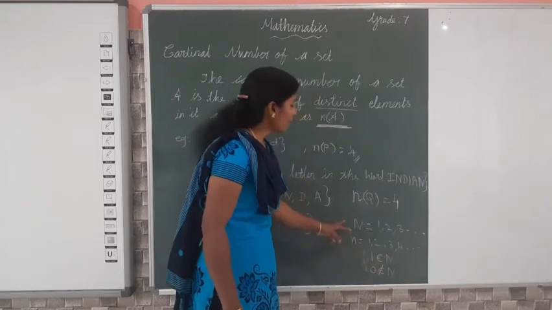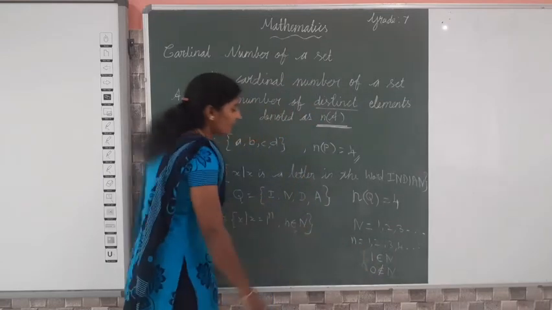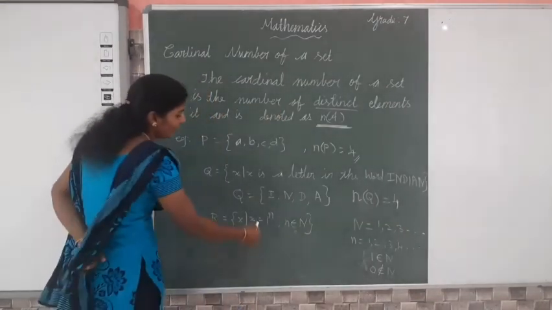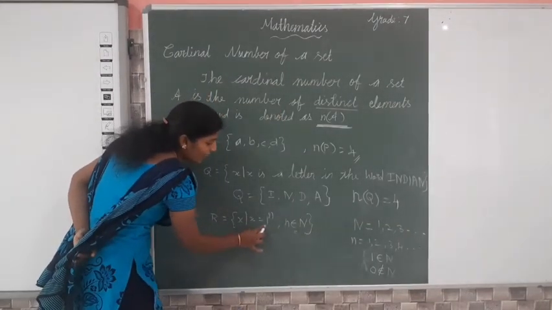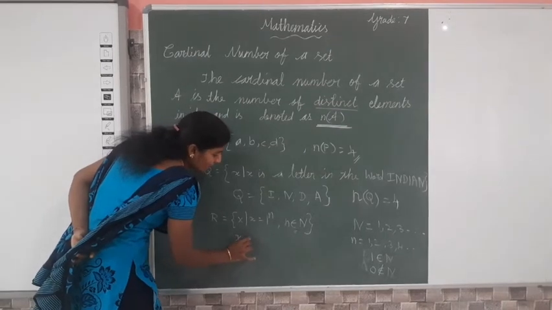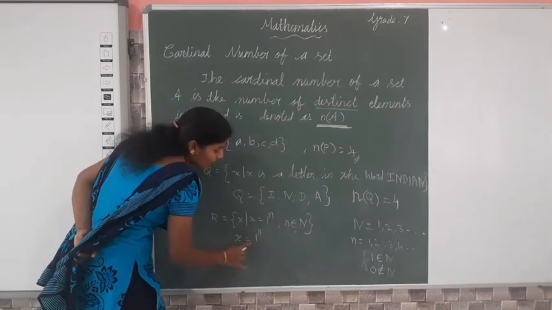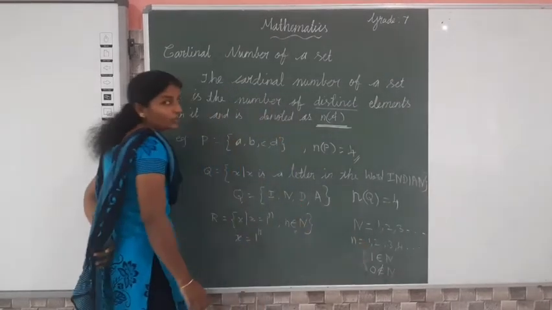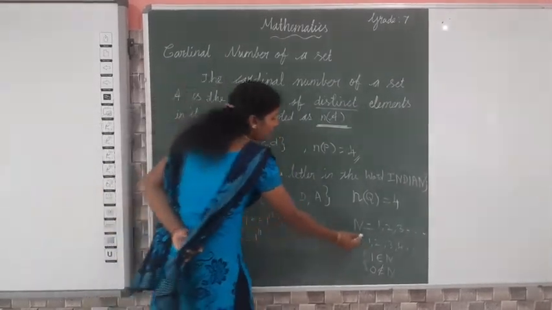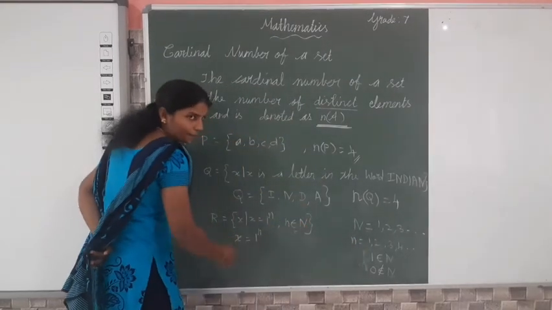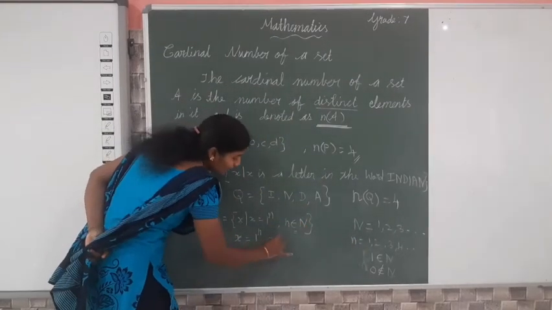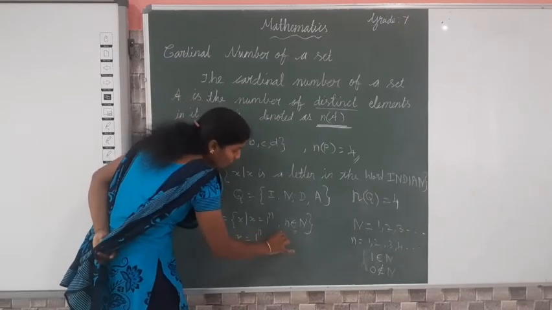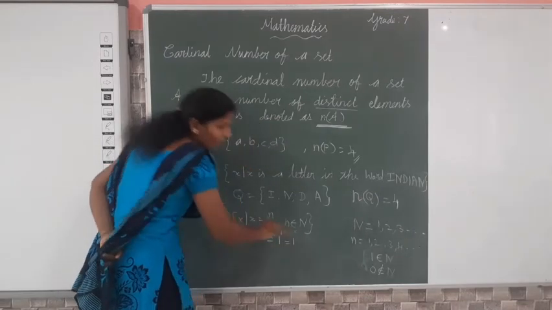Now here n belongs to N means what are the values of n? 1, 2, 3, etc. Now we can apply x equal to 1 power n. What are the values of n? 1, 2, 3, 4, etc. Now we can take 1 for n. Replace n with 1, so 1 power 1 is equal to 1.